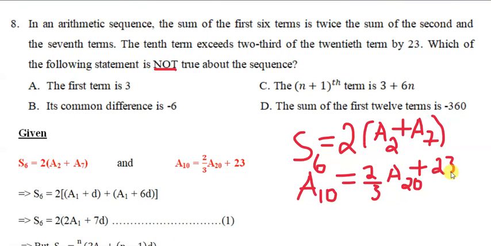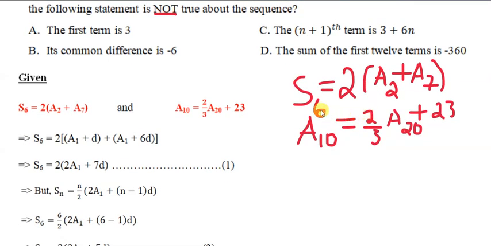Now the statement is converted into a mathematical equation. From these two, we can find something. We can find the answer for each of these. Using these two, we can find whether this is true or not, or whether this one is true or not, and so on.